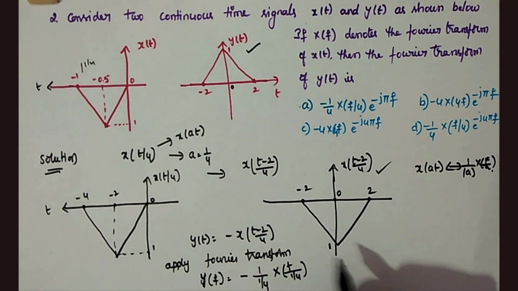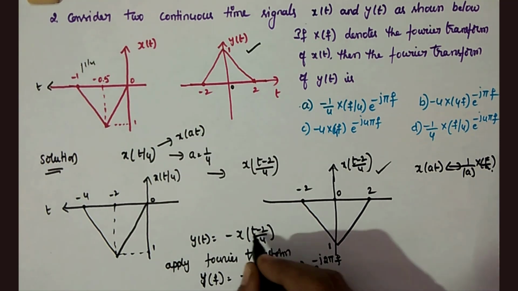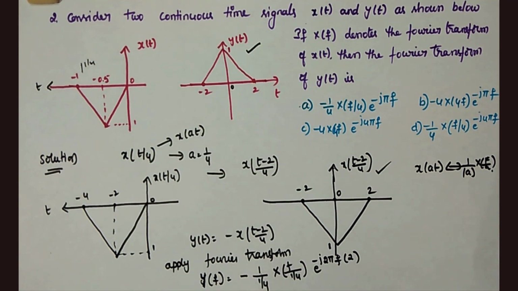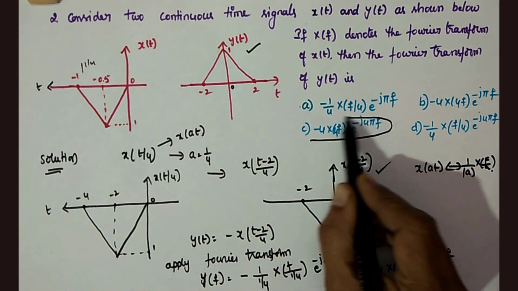This is for scaling. And you have another, the shifting concept. For shifting, you just multiply by e power minus j 2 pi f into the shift factor. What is that shift? 2. So totally the answer is minus 1 by 1 by 4, which is minus 4, times x of f by 1 by 4, which is x of 4f, into e power minus j 2 pi f into 2, which is e power minus j 4 pi f. Now this is your answer. Where is that? Here is your answer.